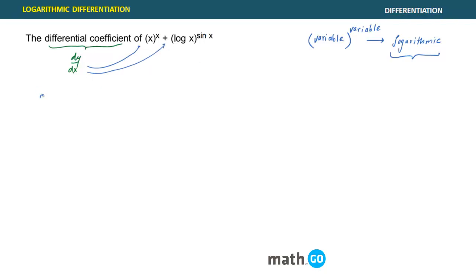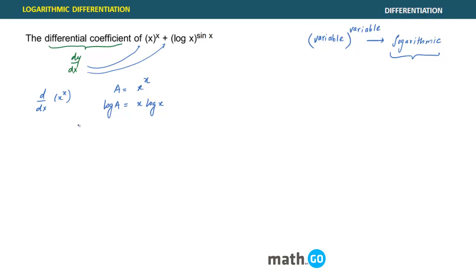So for example, if I say dy by dx of x raised to power x, let's just solve this first, right? What you people could have done, let's say a is equal to a function which is x raised to power x. So I can take log a is equal to x log x. Why am I doing this? Because it is again variable raised to power variable form.